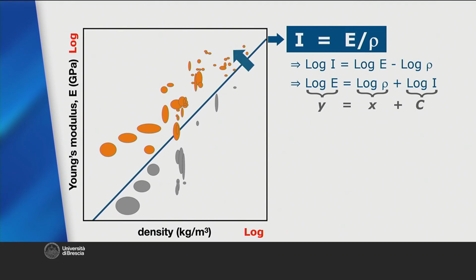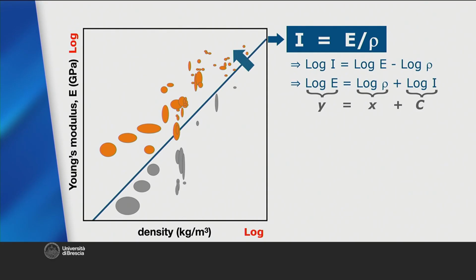Let's take, for example, a relationship like index 1 equal to the ratio between E and rho, which can be rewritten as log I equals log E minus log rho, or in other words, log E equals log rho plus log I. In a bubble diagram on a logarithmic scale, where the Young's modulus E is shown on the y-axis and the density, rho, on the x-axis, this expression describes a straight line with a slope of 1. The vertical position of the line indicates the material's performance, I. The higher the line, the better the material's properties in relation to the considered index.